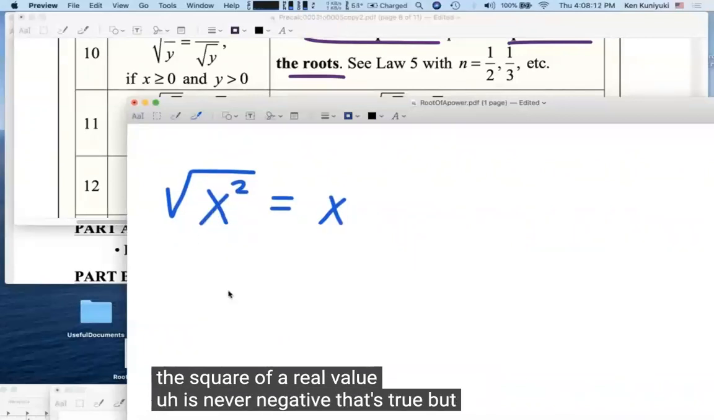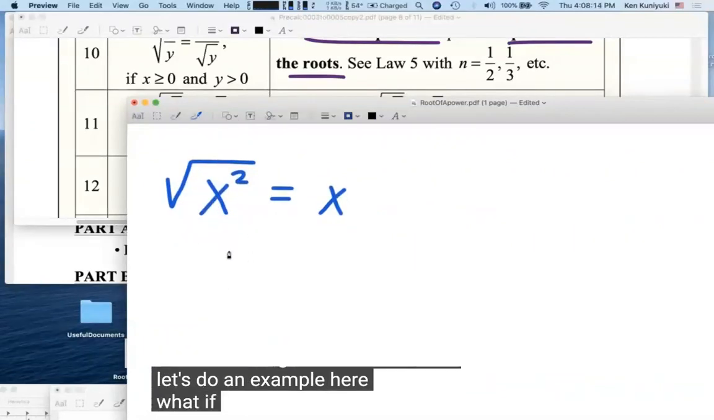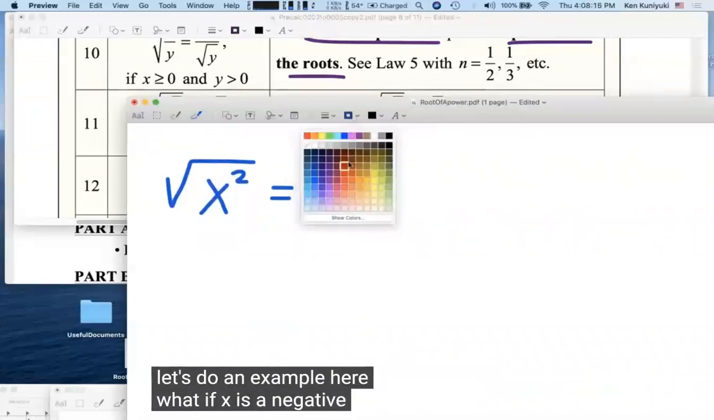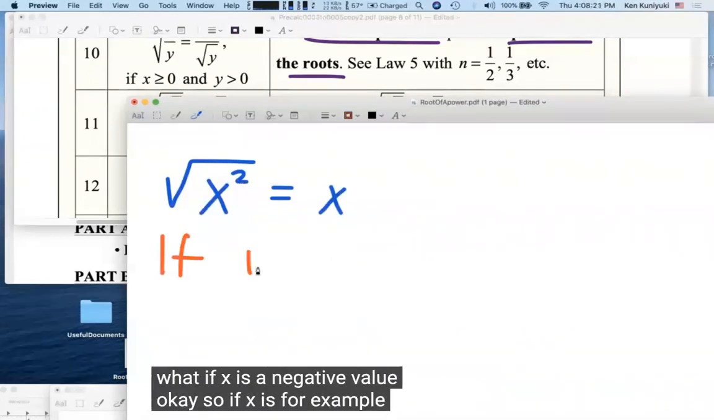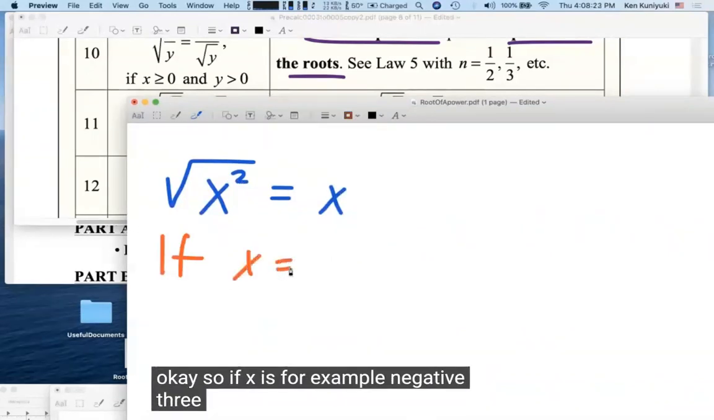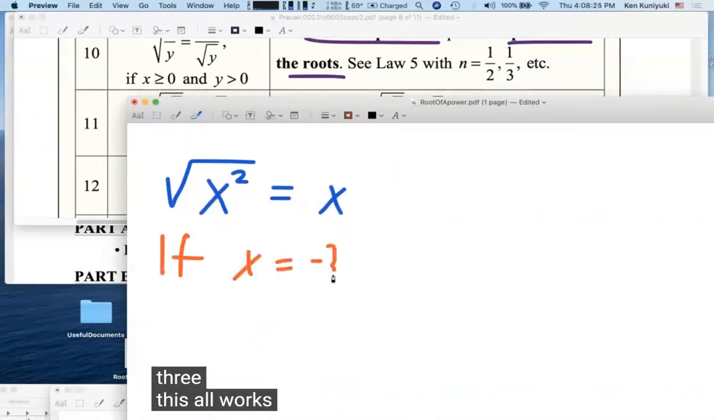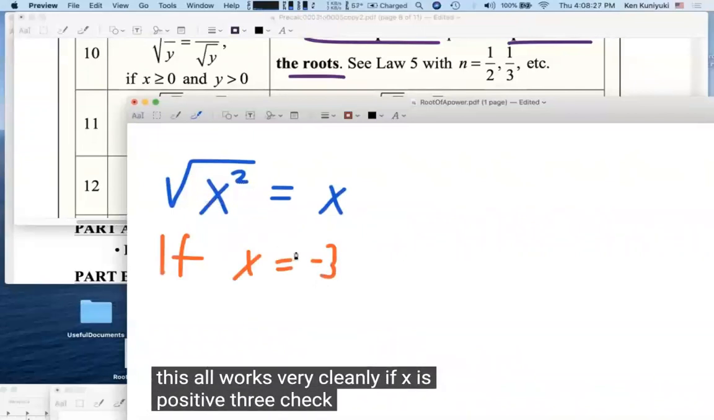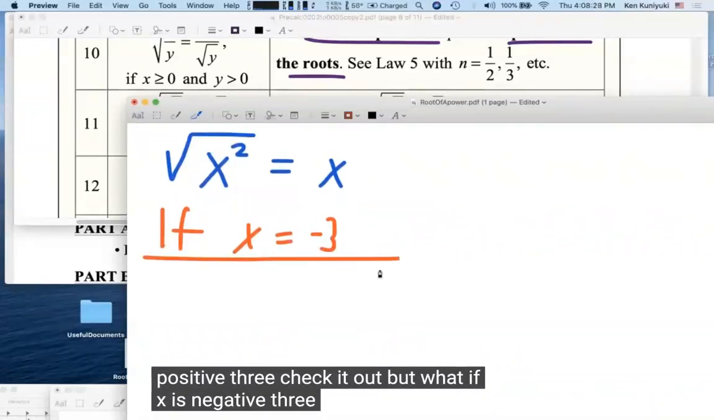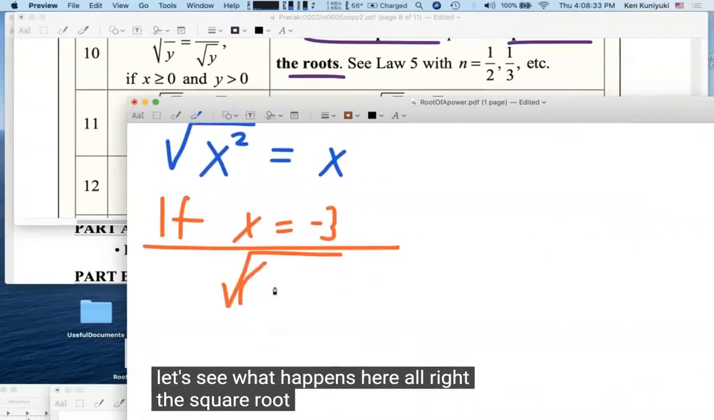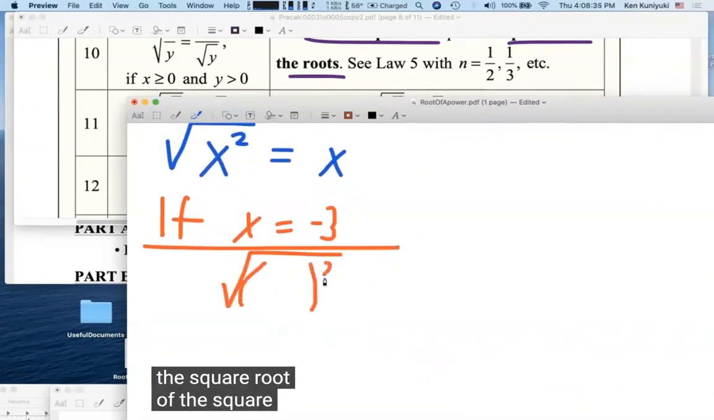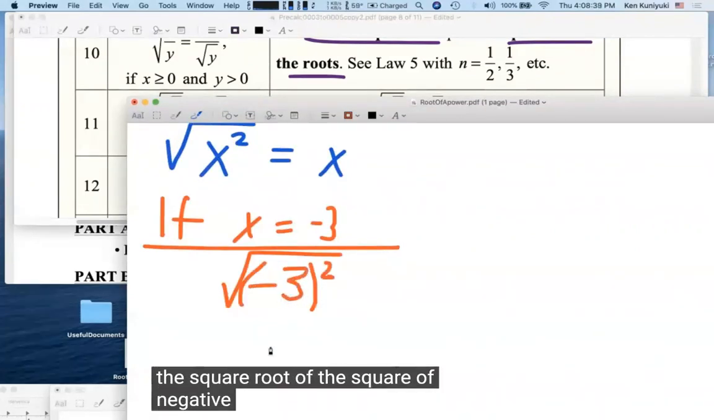That's true, but let's do an example here. What if x is a negative value? Okay. So if x is, for example, -3. This all works very cleanly if x is +3, check it out. But what if x is -3? Let's see what happens here. All right, the square root of the square of -3. The square root of the square of -3.